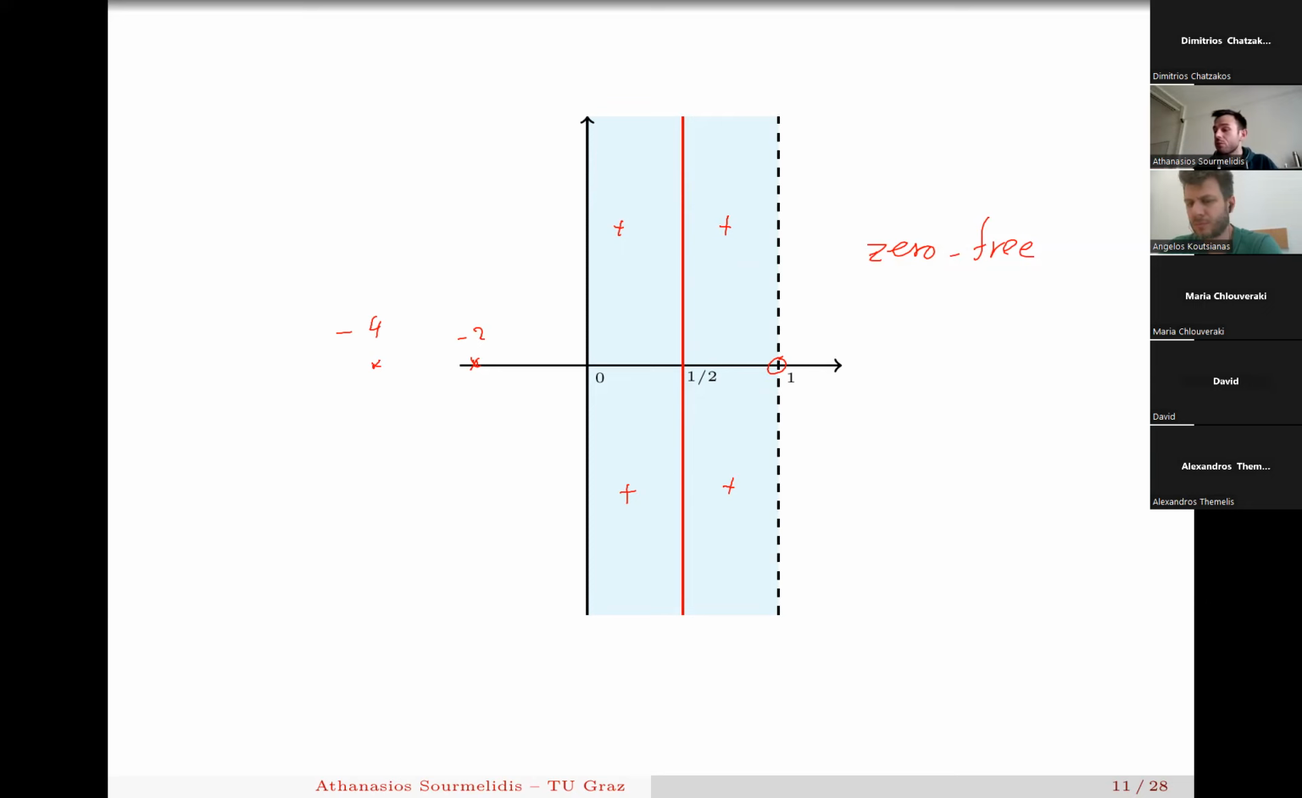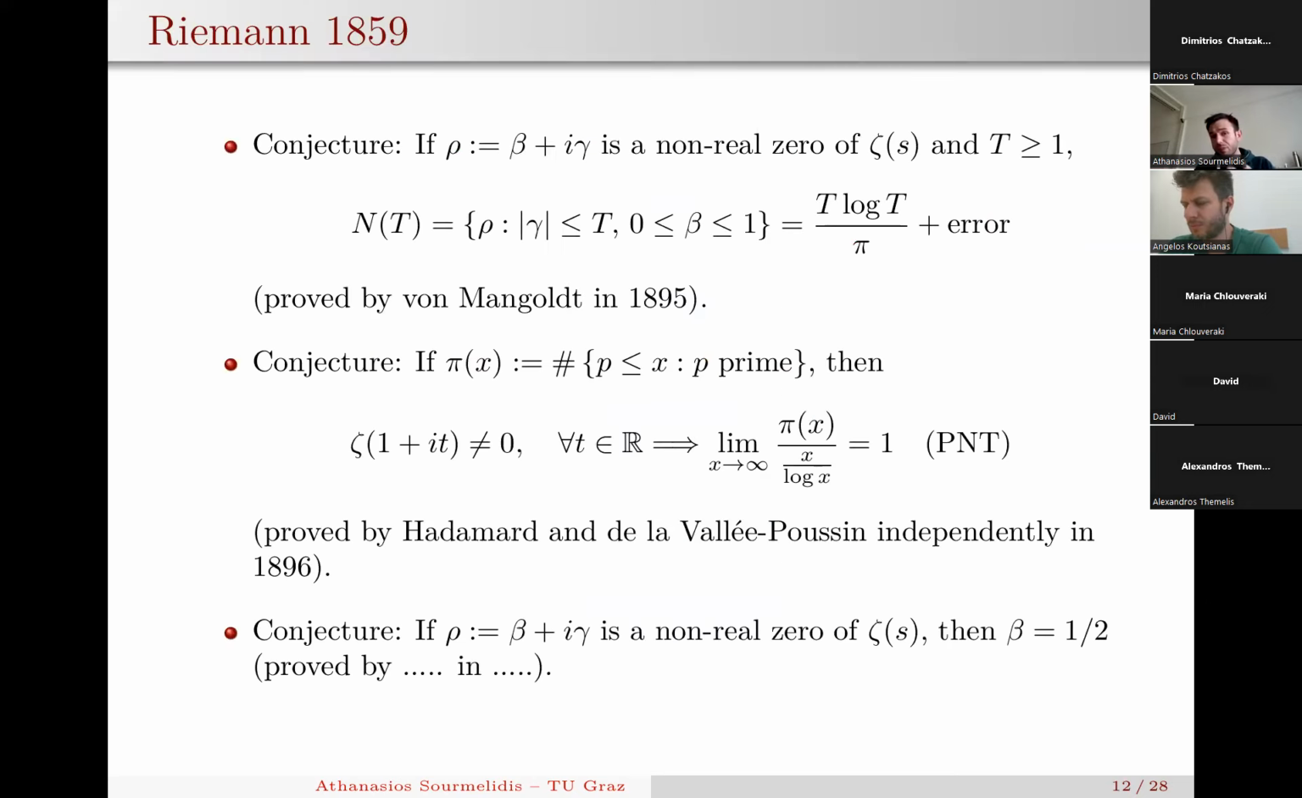He didn't know how to do it, and he made the following conjectures. If N(T) denotes the number of non-real zeros of the Riemann zeta-function inside the strip, but also in a smaller rectangle, the sides of the rectangle being from -T to T and from 0 to 1, then this should be approximately T log T over pi. And this was proved a few years later by von Mangoldt in 1895.